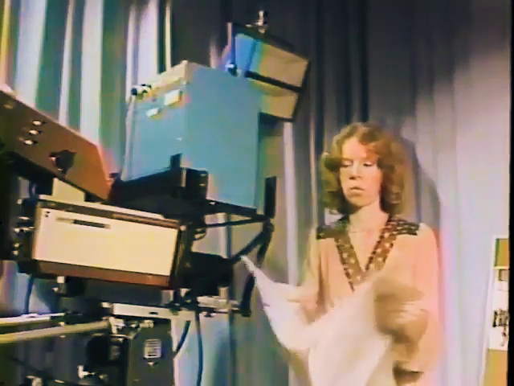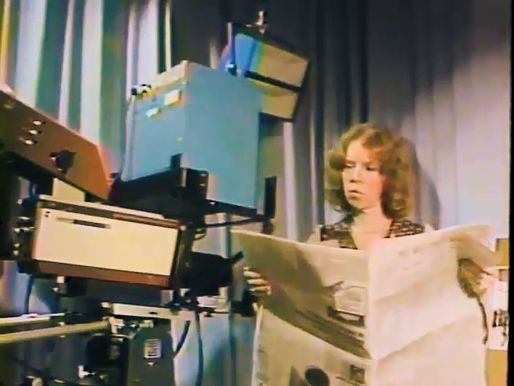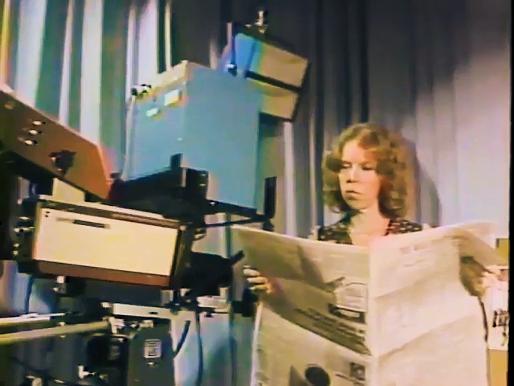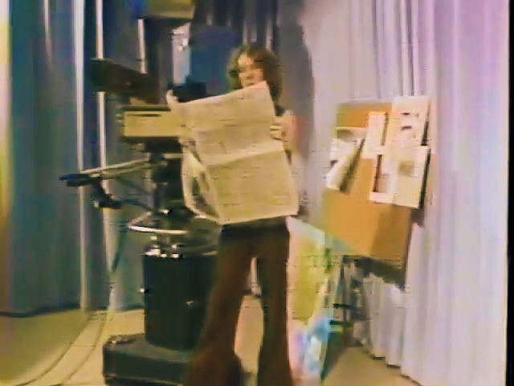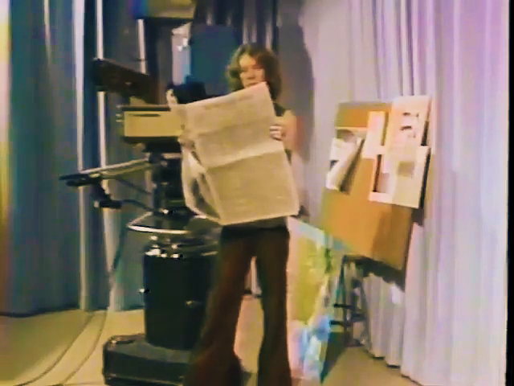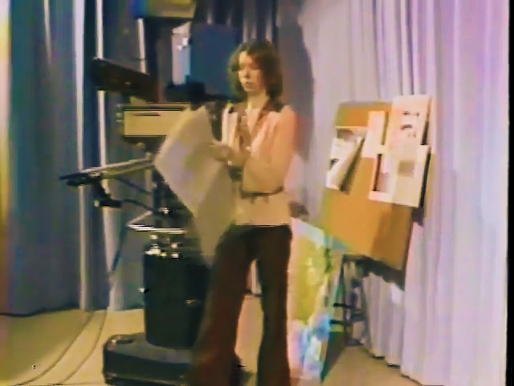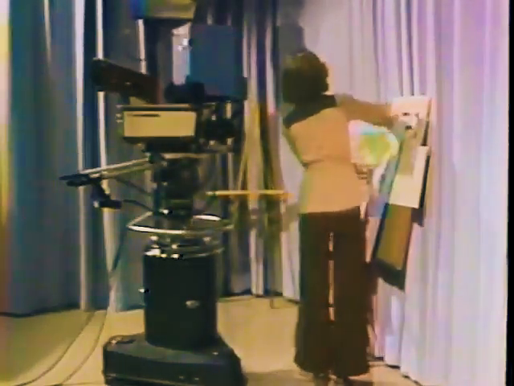The other thing we can learn from a newspaper is how we assimilate the large amount of information on a printed page. We do not take in this large amount of information all at once. Our eyes start at the top left-hand corner of a column. They zip back from the right side to the left and continue this scanning from left all the way to right with fast return as we read the page in horizontal lines, while allowing the eyes to simultaneously move down to the next line. In this way we assimilate the large amount of information on the page which is presented to our eyes all at once. Our eyes break the total message into small parts and assimilate each small part in an orderly manner.